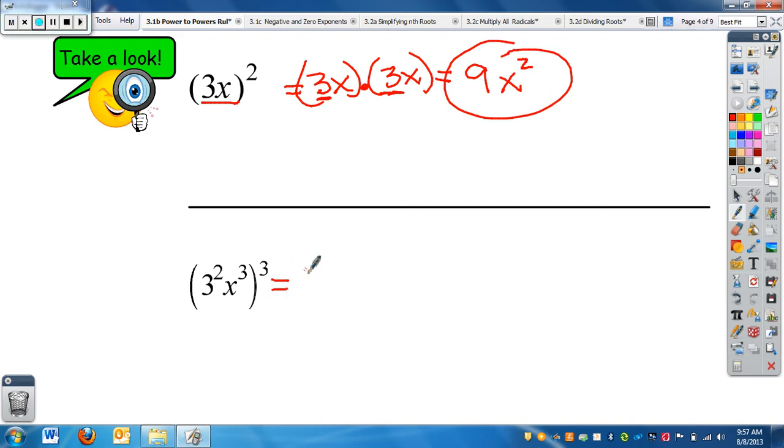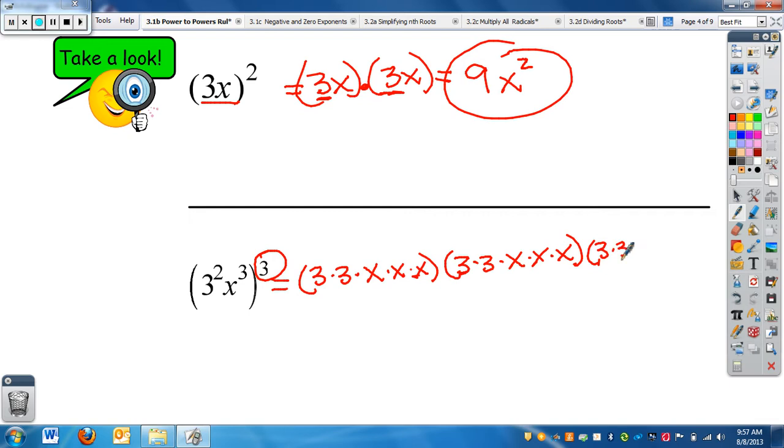Now, on the inside, I have 2 3's, so this is 3 times 3. And then I have 3 x's. And I want that a total of 3 times. So I'm going to write it 2 more times. Alright, so we have that cubed. Again, the numbers, this is all multiplication, so I'm multiplying 3 times 3 times 3 times 3 times 3 times 3, 6 times, which is 9 times 9 times 9.